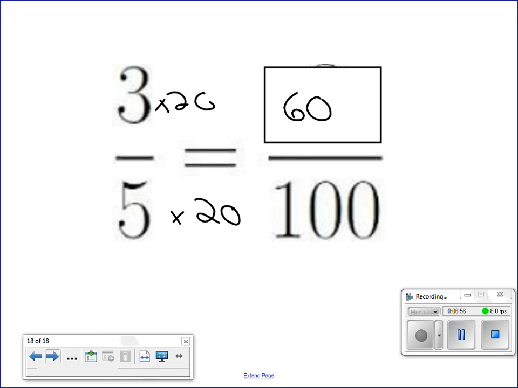It's a pattern. We just have to continue to use that pattern when finding and adding fractions, when finding equivalent fractions. Okay? Hopefully this helped, kids. Look forward to working with you in class tomorrow.